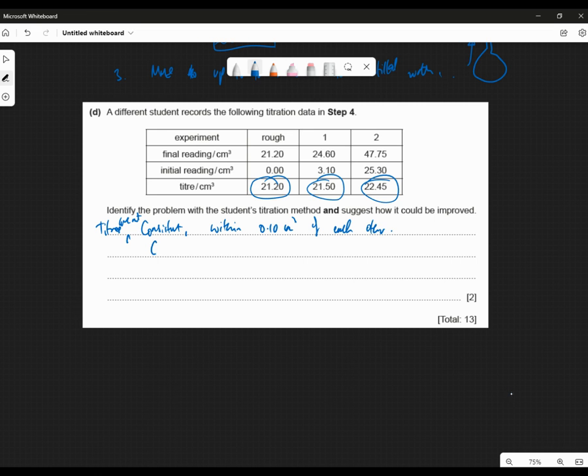A word Cambridge like is concordant, and that's another word for close together, consistent. So you can use concordant if you want. What would you do? Well, you've got to repeat until consistent titers are achieved. That's all you can do. You repeat until the consistent titers are achieved, and that's when you get 2 or more results within 0.10 centimeters cubed of each other.